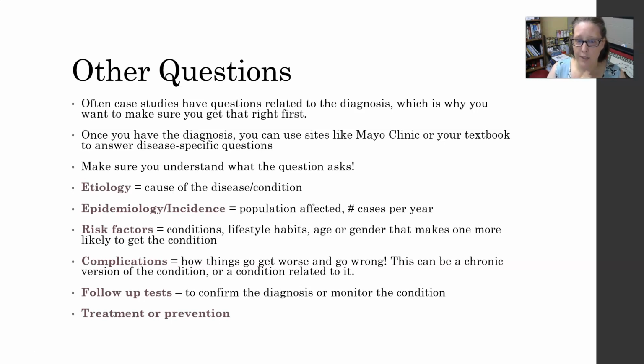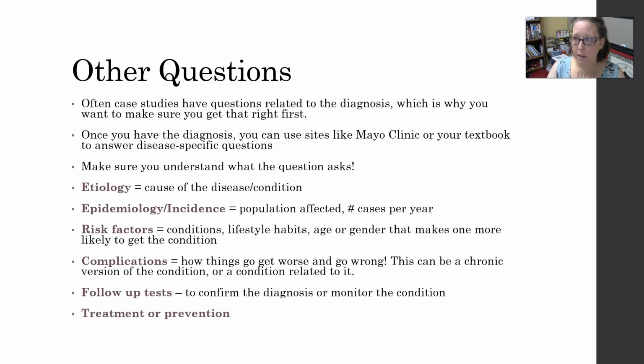The epidemiology or incidence, that's usually referring to the population that's affected. So this could be a geographic location. This could be male or female, so this could be gender based. This could be ethnicity based. Some conditions might affect African Americans more than whites, or some might affect whites more than African Americans, or might affect indigenous populations more. So that is worth noting. Incidence is usually the number of cases per year. So it relates to, is this common or is this rare? Those are questions that might be asked.